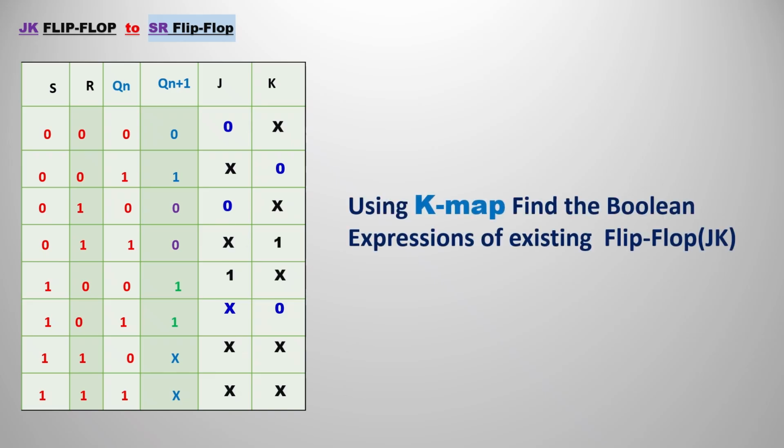So after filling this whole SR flip-flop truth table including JK columns, you are going to trace out the K-map. You are going to have the K-map of J separately and K separately for S, R, Qn. So basically we have 3 variables, that is S, R, Qn. We should not consider Qn plus 1. We should only consider S, R and Qn. So we should have 3 variable K-maps for J and K. From that we are going to have Boolean expressions of the existing flip-flop, meaning the JK flip-flop only. So let's see how to do that.